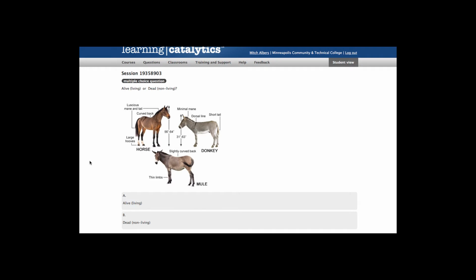Okay? Well, there's always rules, and then there's always exceptions to rules. And this is kind of a situation where it's not realistic, because in nature, horses and donkeys, they're separate species. They wouldn't reproduce with each other.